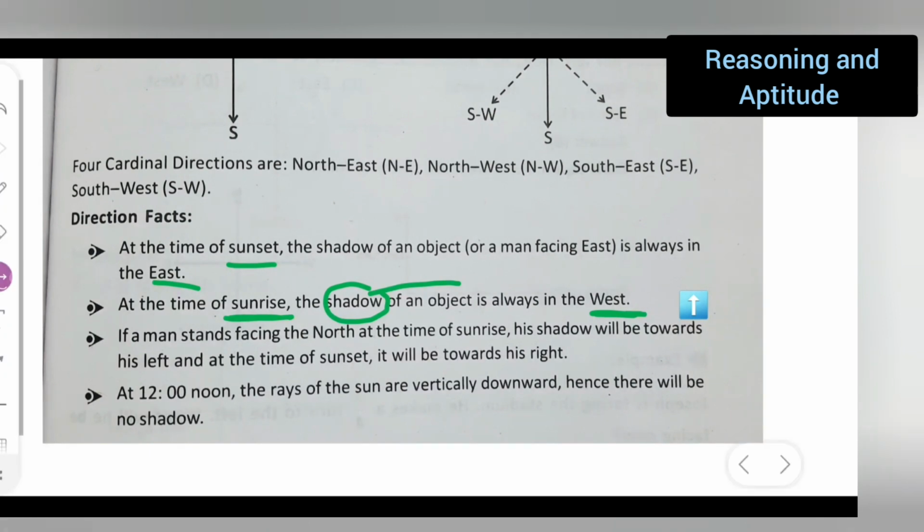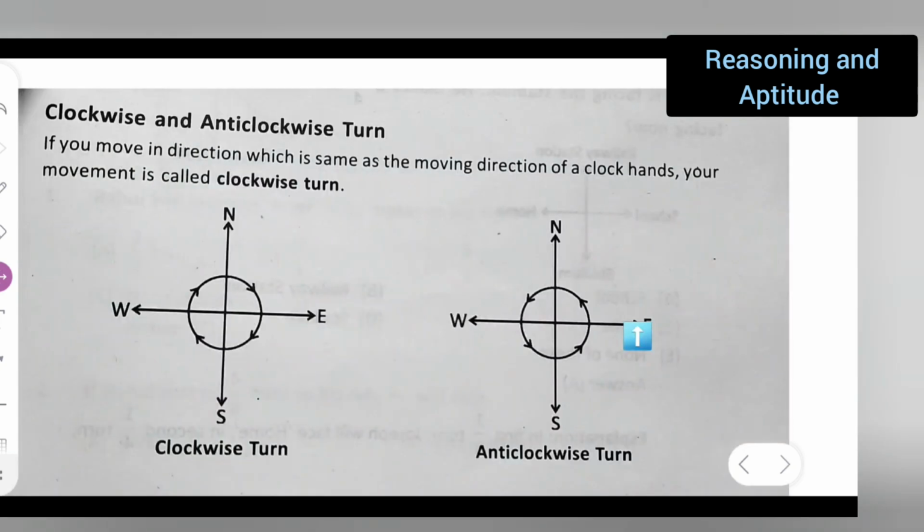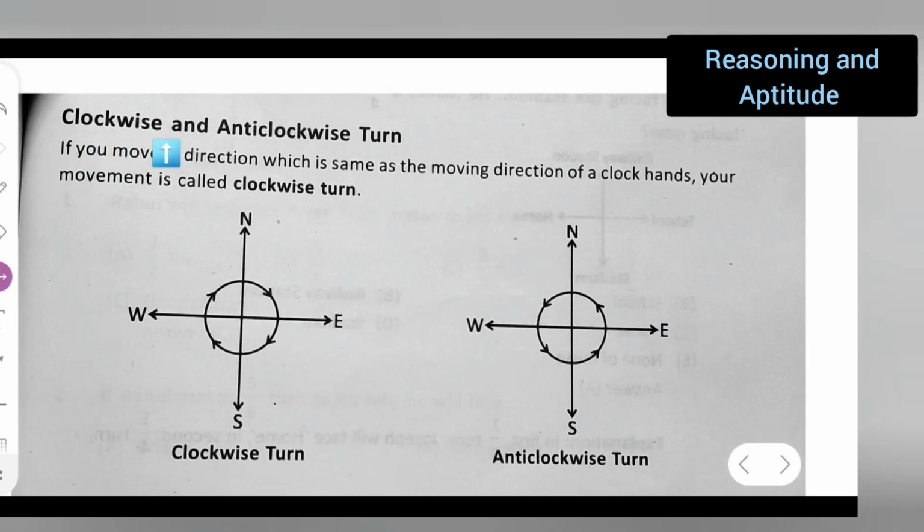The third point says if a man stands facing the north at the time of the sunrise, his shadow will be towards his left, and at the time of the sunset, it will be towards his right. And the fourth point says that at 12 noon, the rays of the sun are vertically downward, hence there will be no shadow.